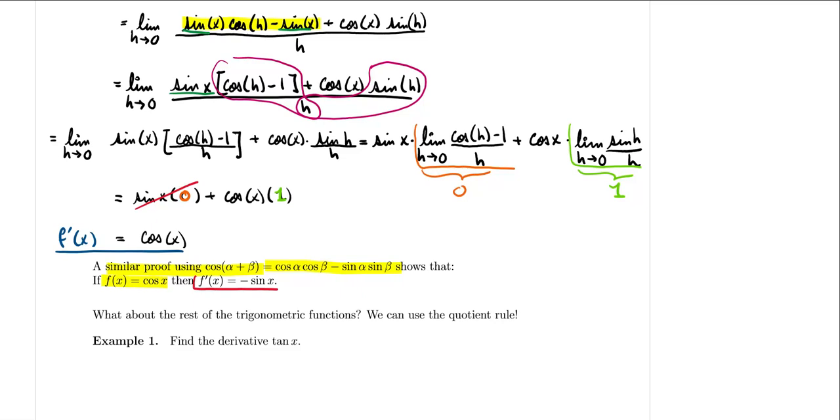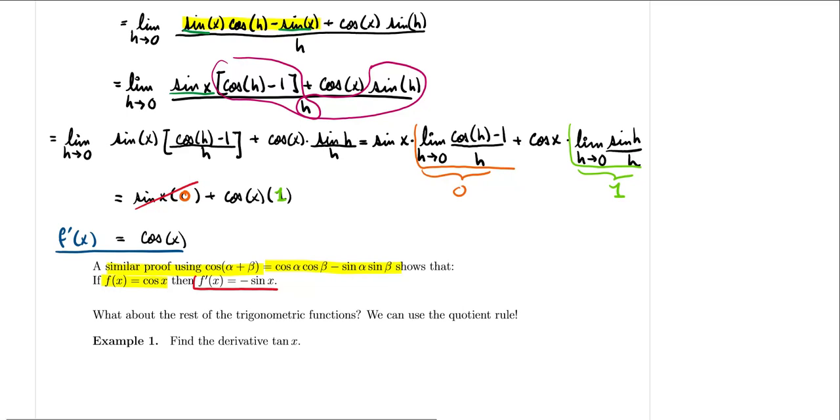Now, these are going to be two formulas that I want you to remember. The derivative for a sine is cosine, and the derivative for a cosine is a negative sine. But what about the rest of the trigonometric functions? Well, lucky for us, we can use a technique that we've already discussed. We can use the quotient rule.